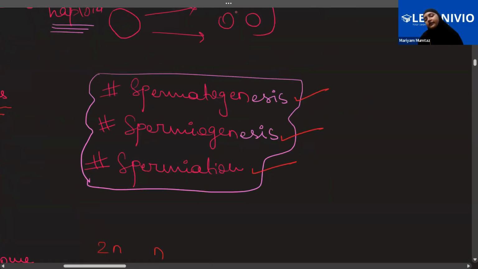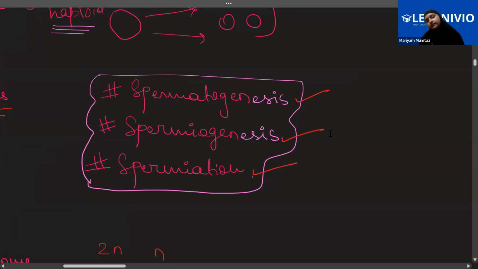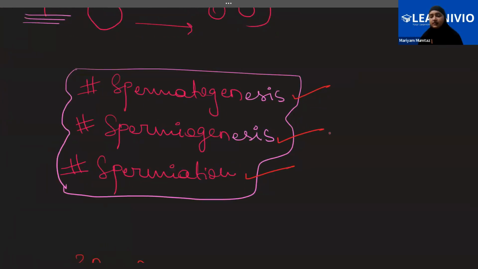Now, can someone tell me the difference between all the 3 things? First, tell me what is spermatogenesis. Spermatogenesis is the formation of the sperms. Very good. And then spermiogenesis is the transformation from sperm to sperm. Wait, one by one. Mariam, speak. Spermiogenesis is? The spermatids get transformed into spermatozoa. Very good. Spermatozoa. And the common name for spermatozoa is sperm, right?